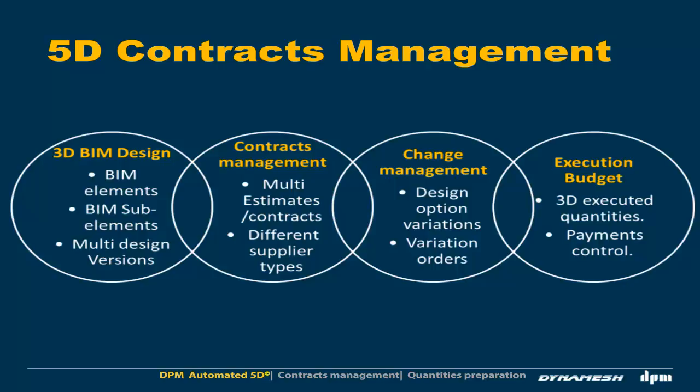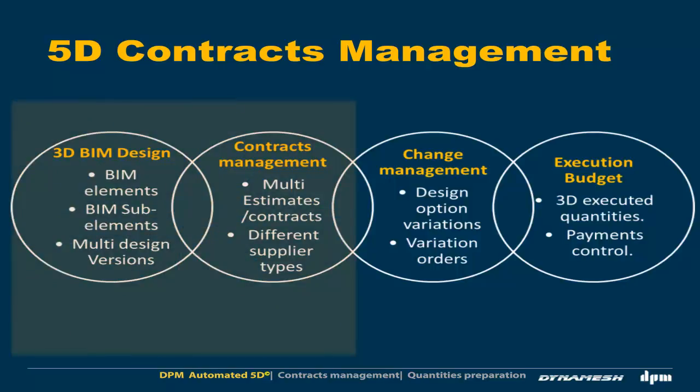Construction contracts require various tasks and procedures, from design quantity generation to different contracts and estimation methods, to change management for variations of costs and quantities all along the construction cycle. In addition, tracking of executed quantities and payments is essential for project monitoring. In this demo, we will concentrate only on the quantities generation methods in the Automated 5D platform.